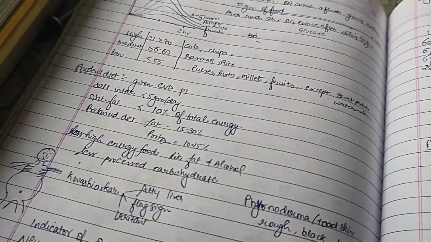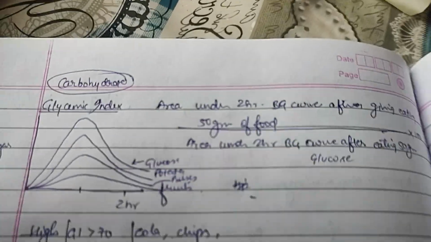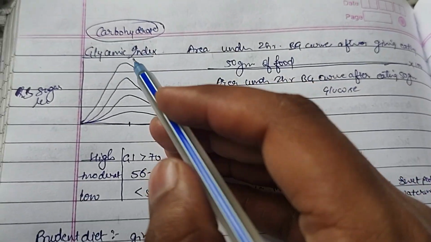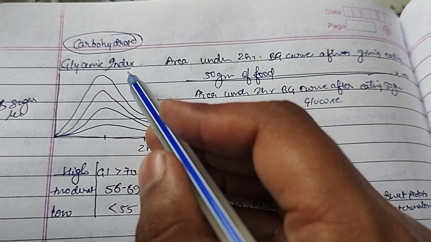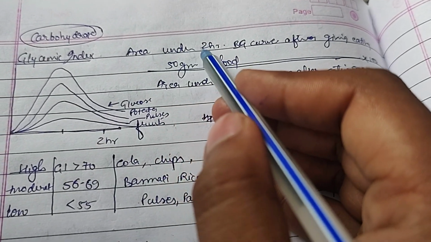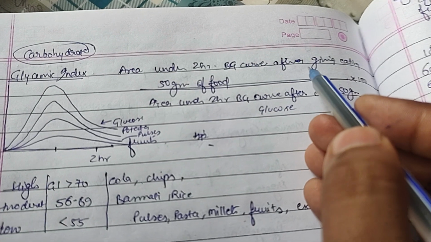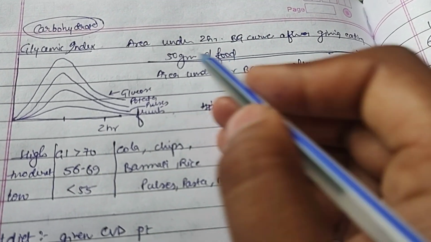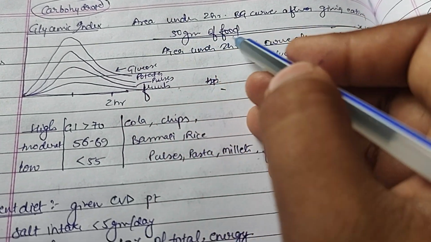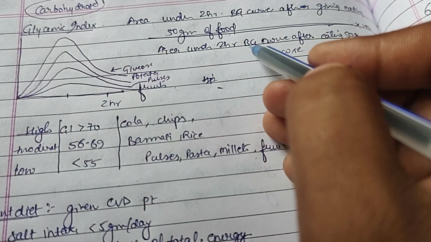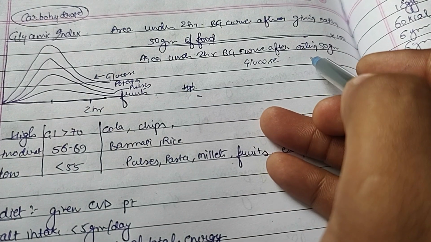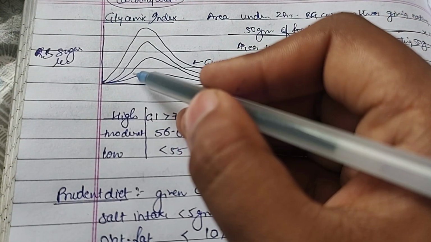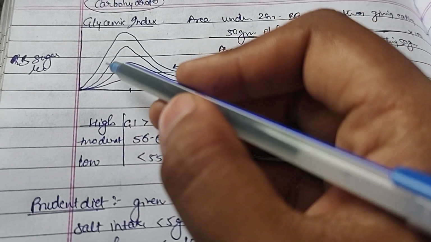Next is carbohydrate. It is all about references, and the next one is for carbohydrate. For carbohydrate measure we calculate the glycemic index. Glycemic index is the area under the 2 hour blood glucose curve after eating 50 gram of the food for which we have to calculate the glycemic index, divided by the area under the 2 hour blood glucose curve after eating 50 gram of glucose, into 100.